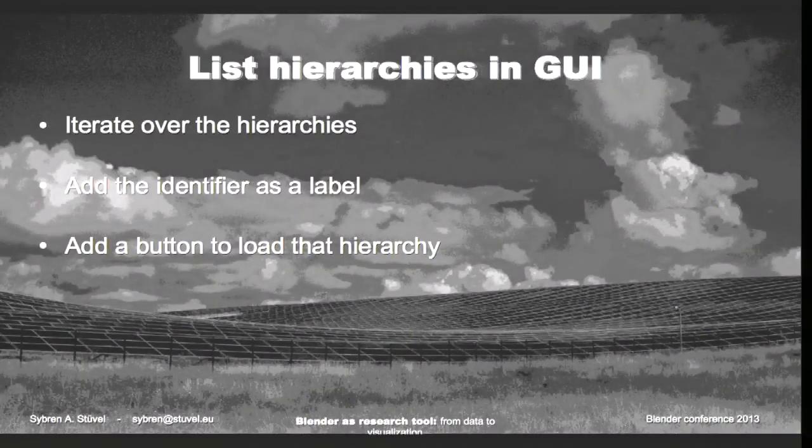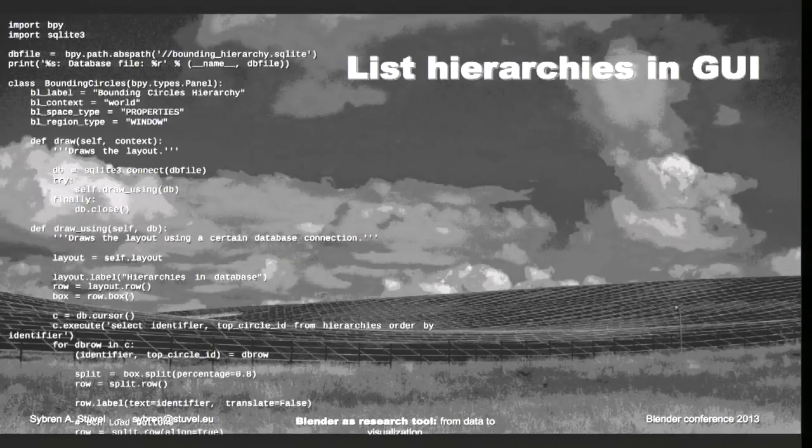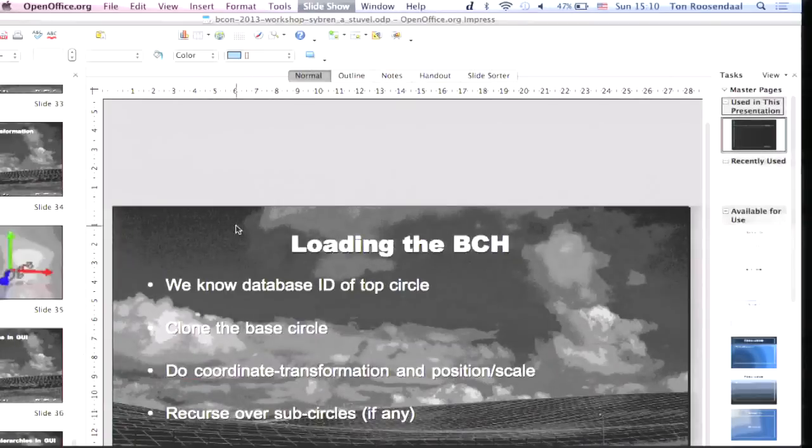So to create the user interface, we want to list all the hierarchies. So we iterate over the hierarchies table and show the identifier and show a load button, just as we saw before, except that we fill it with an actual database ID, which is this, which is probably too small.